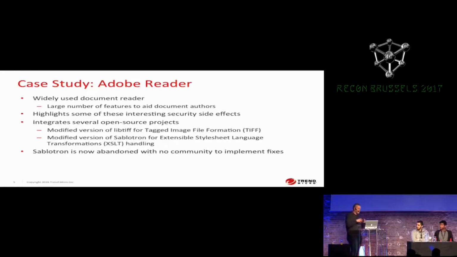But if we look at Adobe Reader, it has several open source projects that it actually integrates, one being a modified version of libtiff for TIFF parsing, and also a modified version of Sablotron, which is used for extensible stylesheet language transformation handling. And unfortunately for Adobe, the Sablotron project is now abandoned. There's no more community out there actually implementing new features. There's no security fixes going on in that project in the open source space. And so it's kind of left up to Adobe now to actually integrate and fix all the bugs that are coming into their security group in this old code.